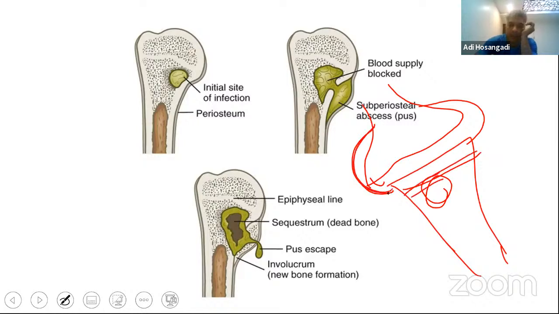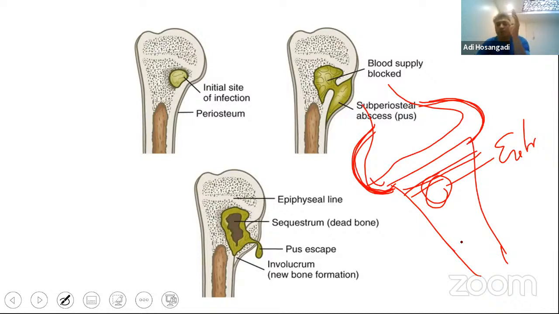Look at this. The metaphysis of the upper end of the tibia is outside the knee joint. I mean, it is extracapsular. Please remember your anatomy. The metaphysis is not part of the knee joint, because the capsule is attached to the edge here. So here, osteomyelitis doesn't become septic arthritis as a complication.